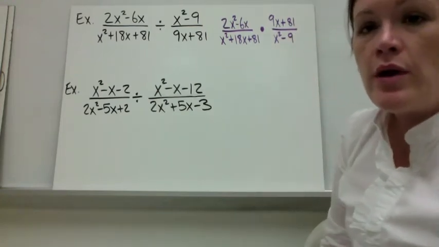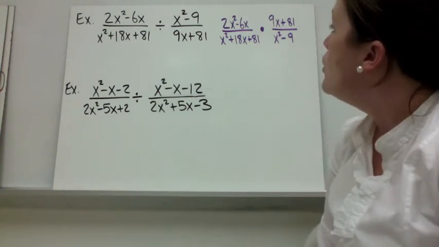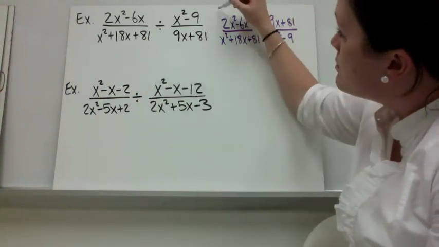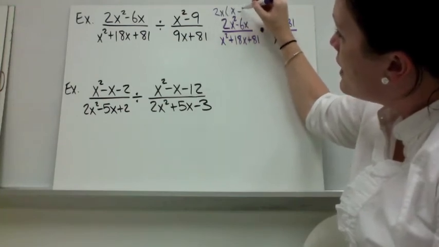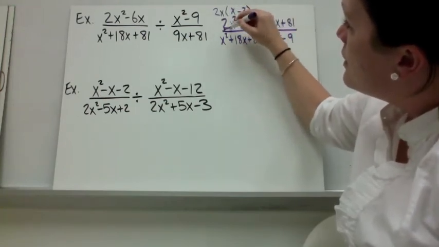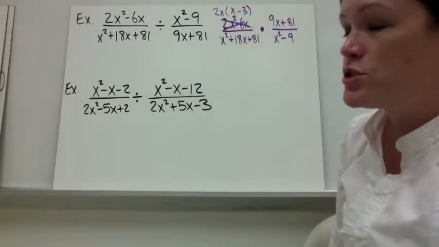And now we need to rewrite each numerator and denominator as its factors. So 2x squared minus 6x could be factored into 2x times x minus 3. Then we could cancel out the original binomial because now we have its equivalent factors.